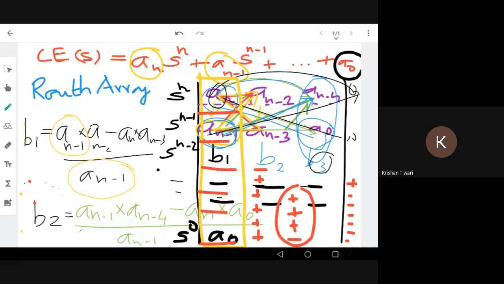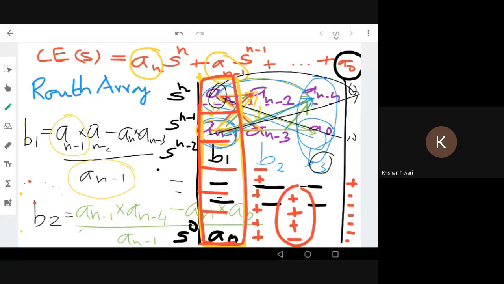Two sign changes also mean the system is unstable, and there are now two roots on the right hand side of the S plane, right? So this is what we are going to check. For a system to be stable, it is necessary and sufficient that each term of the first column of the Routh array should have the same sign, or you can say it should be positive.